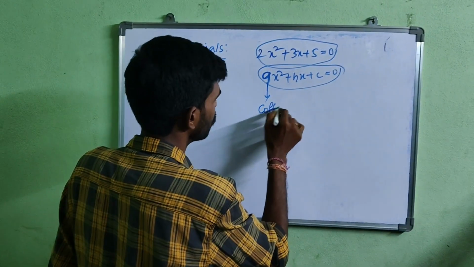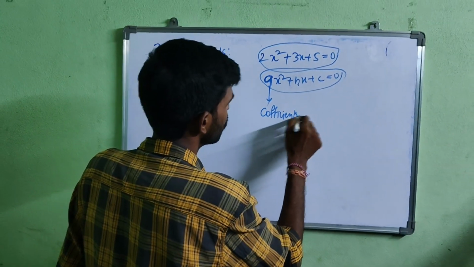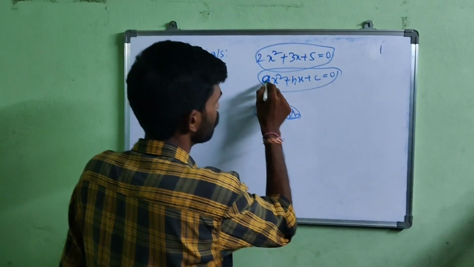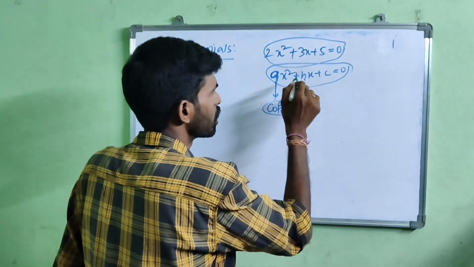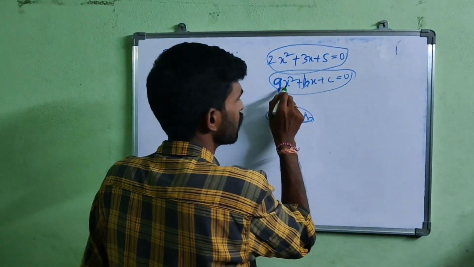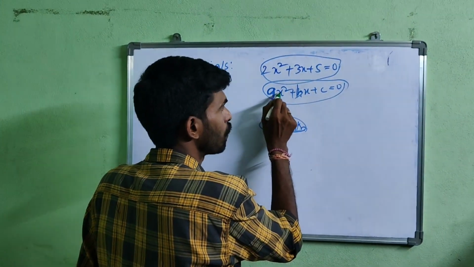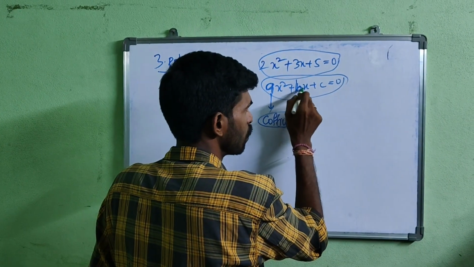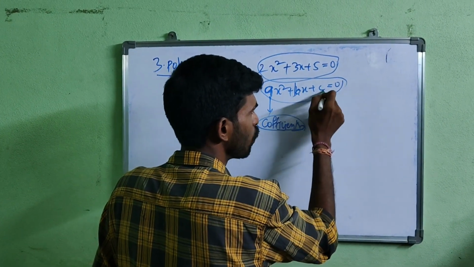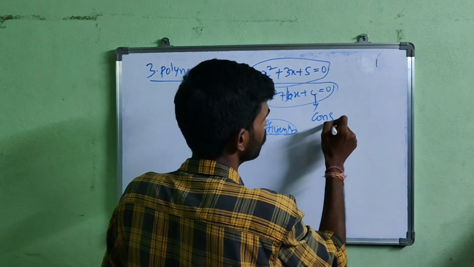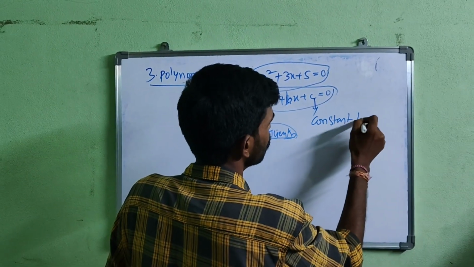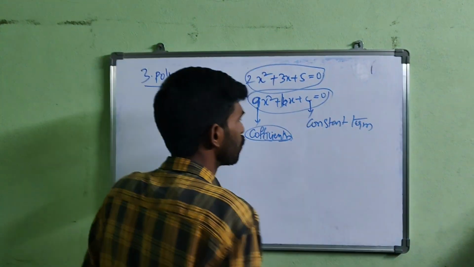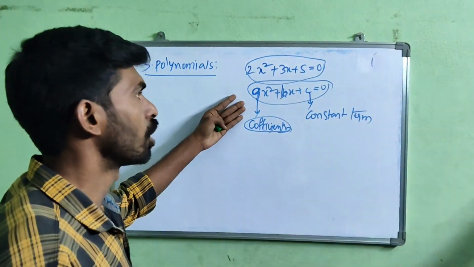These are coefficients. Now, a is the coefficient of x square. This is the coefficient of x. B is the coefficient of x. And what is c? c is the constant term. If the examiner is asking what is the degree of this polynomial, 2.